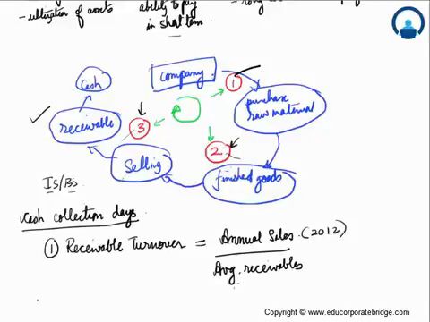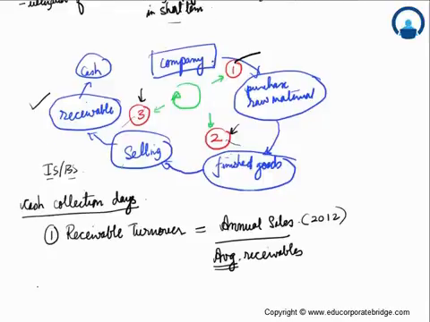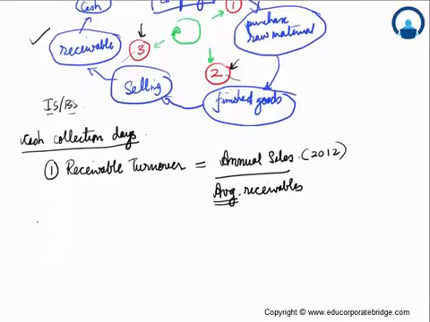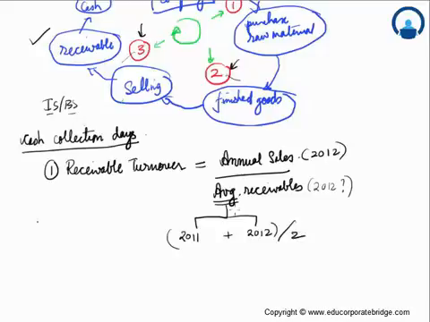In the denominator we've used this word called average. So what do we understand by average in this context? Do we imply that we need to take only receivables of 2012 or some other average number? So here actually we take the average of 2011 receivables and 2012 receivables, we add these two up and divide this by 2 to calculate the average receivables.